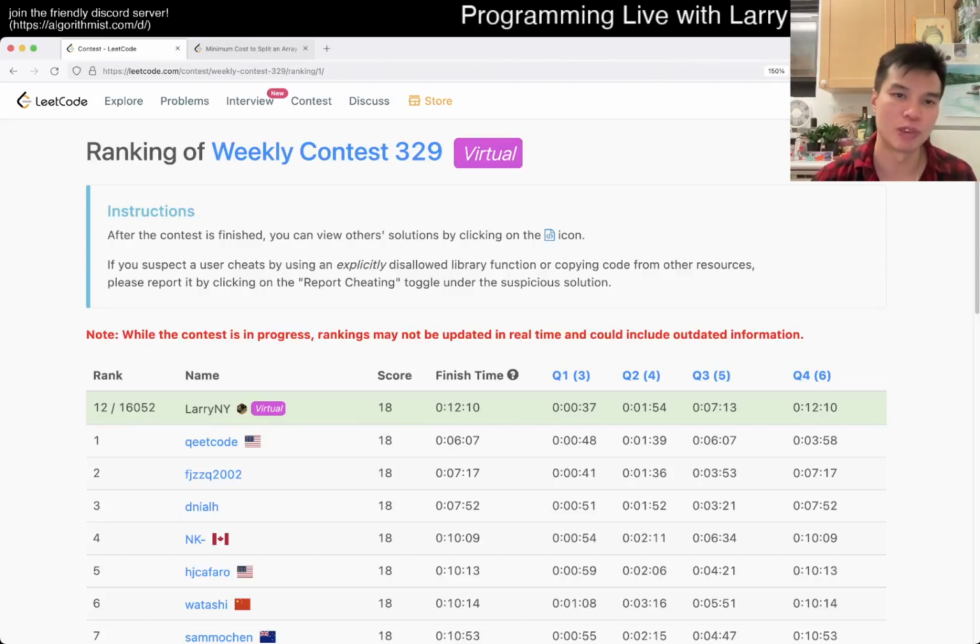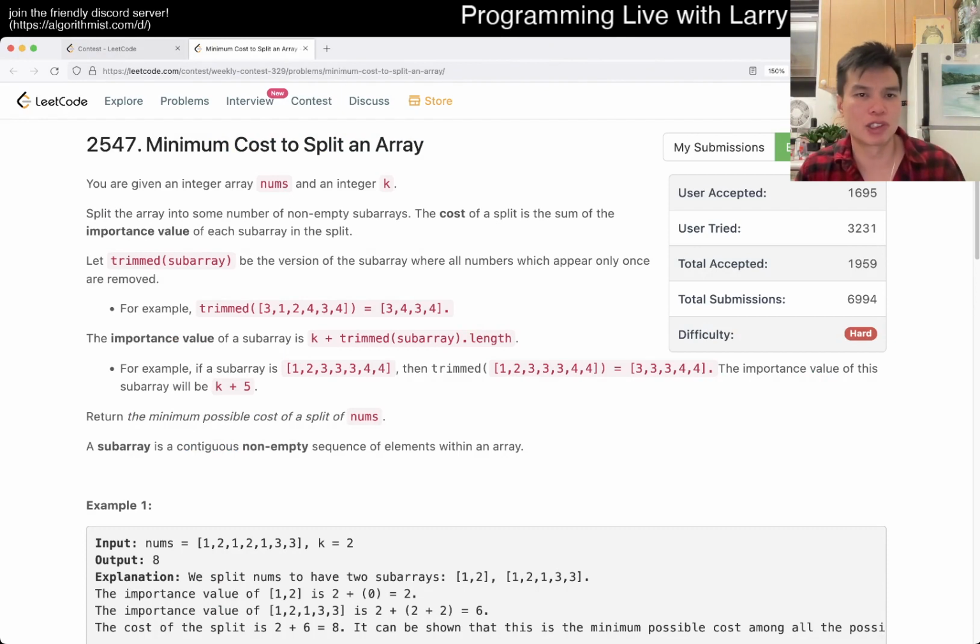This is me going with Q4 of the weekly contest to reach 29. Minimum cost to split an array.